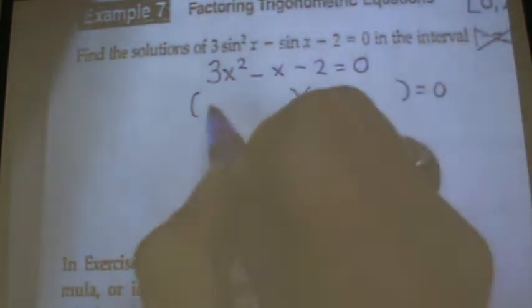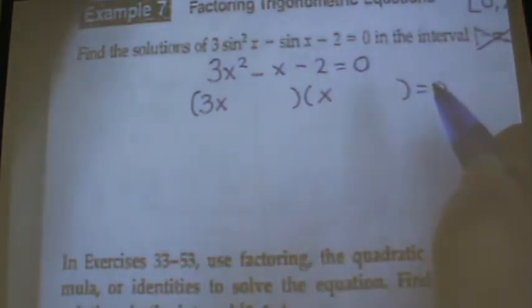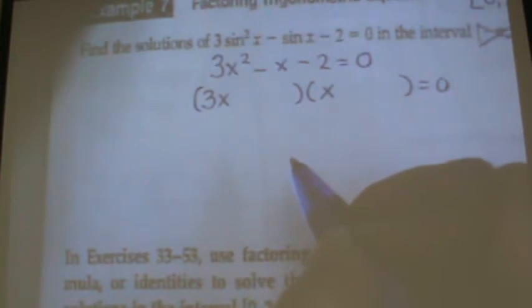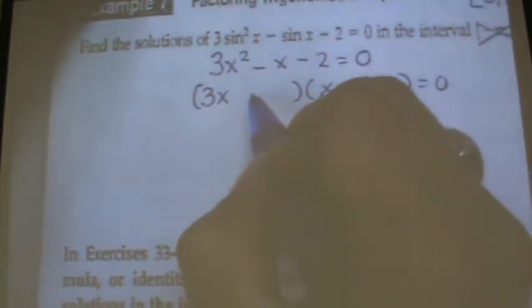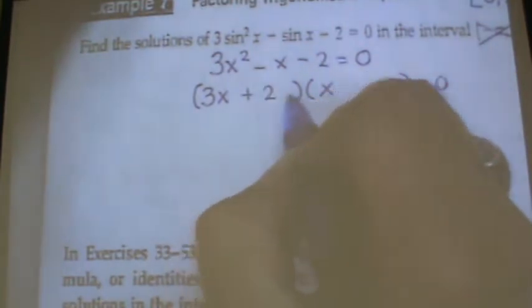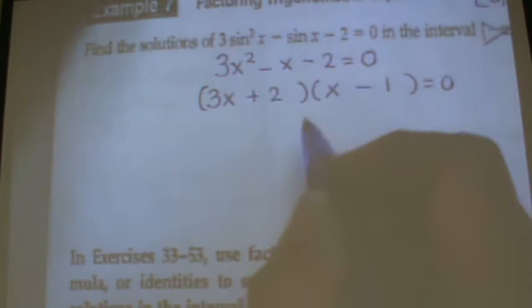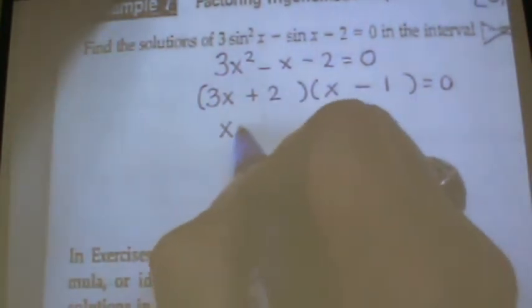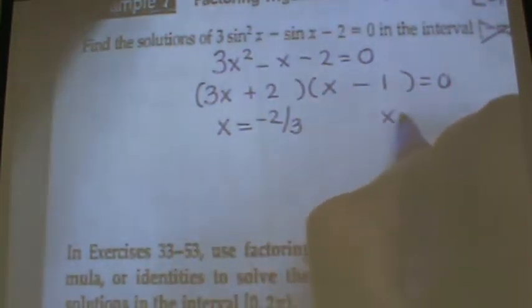Now, how do you solve this? This is where it gets messy. I'll help you out. What do you do next? Plus 2, minus 1? Yeah, sure. Is he correct? He is correct. So you're going to set each of these equal to 0. So x is equal to negative 2/3, and x is equal to 1.